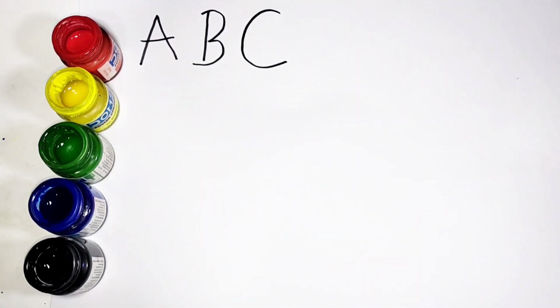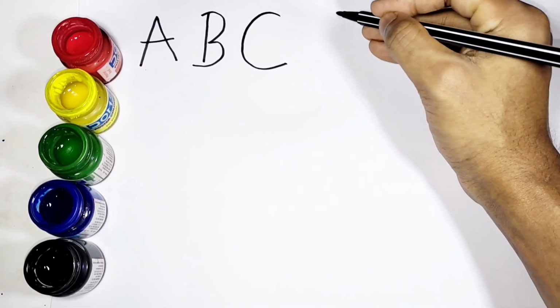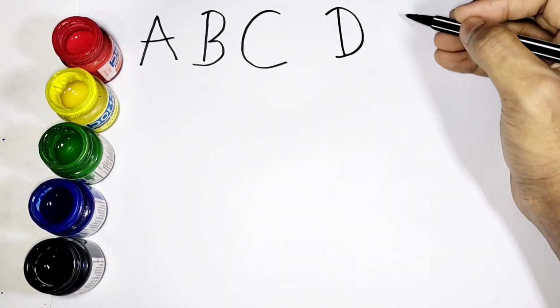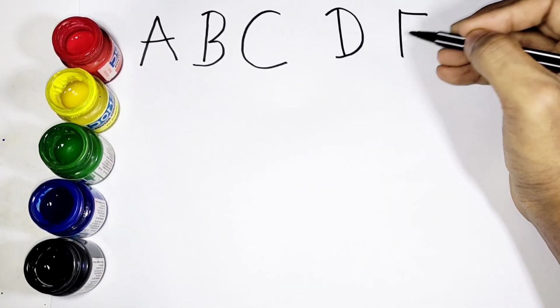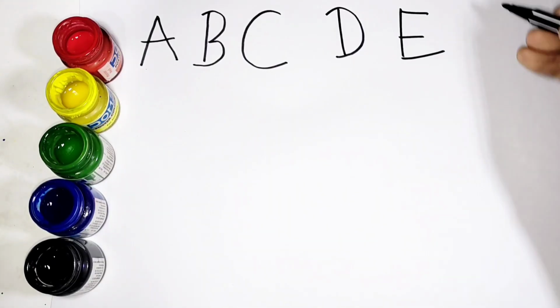The next one is C. C for cow, C for cat. And the next one is D. D for dog, D for doll. Kids, the next one is E. E for egg.